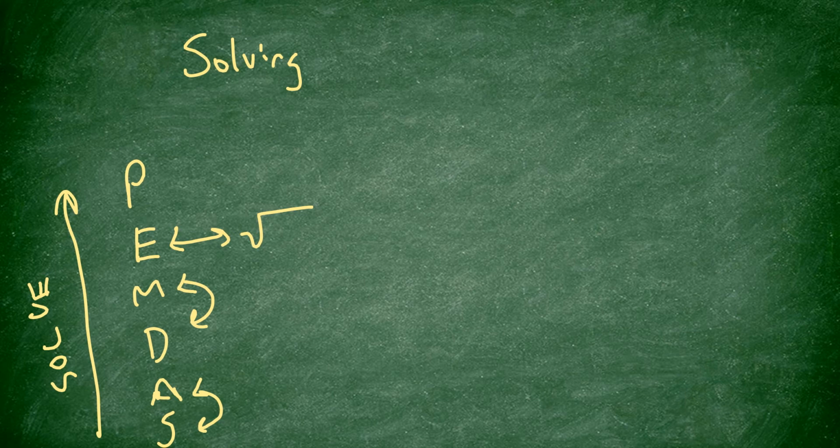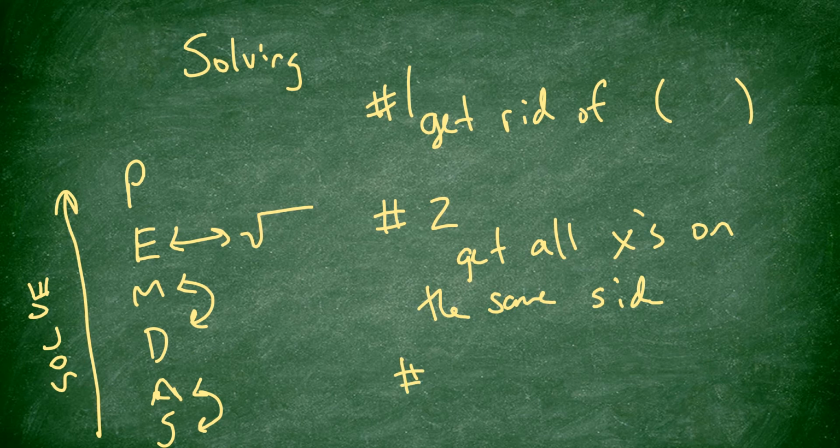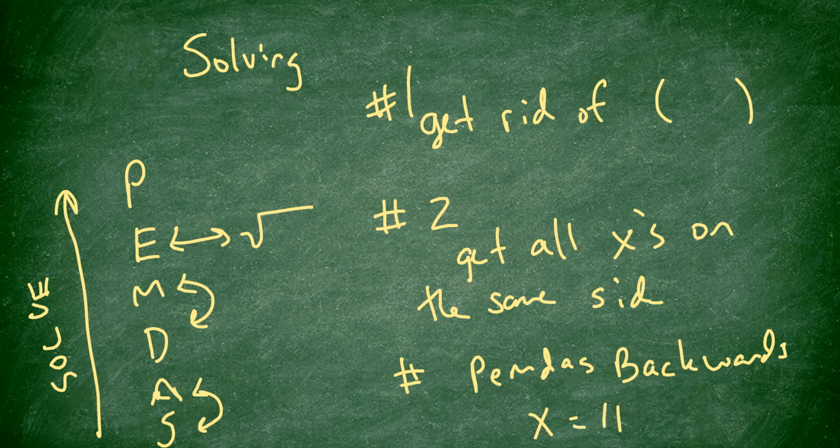Now, the first thing you're going to do is get rid of any parentheses, usually by using the distributive property. Number 2 is you're going to want to get all the x's on the same side. Then you're going to use PEMDAS in reverse. So PEMDAS backwards to get x equals some sort of number. And that's what we're going to do.